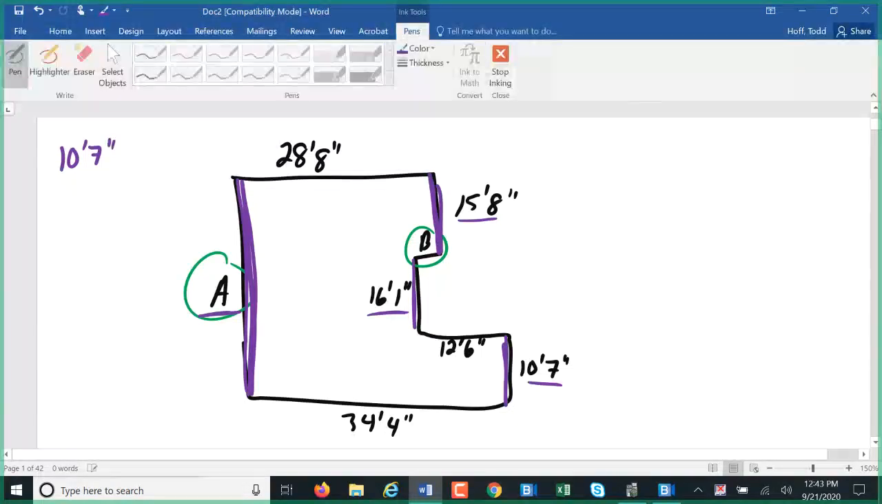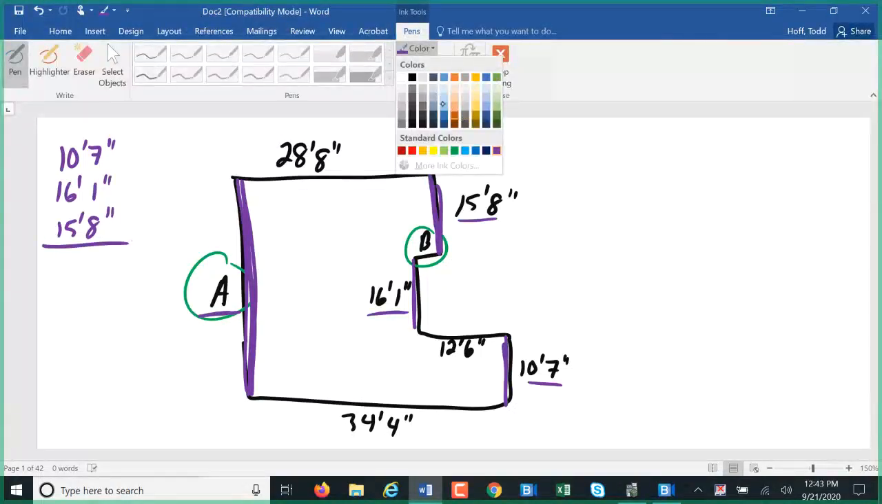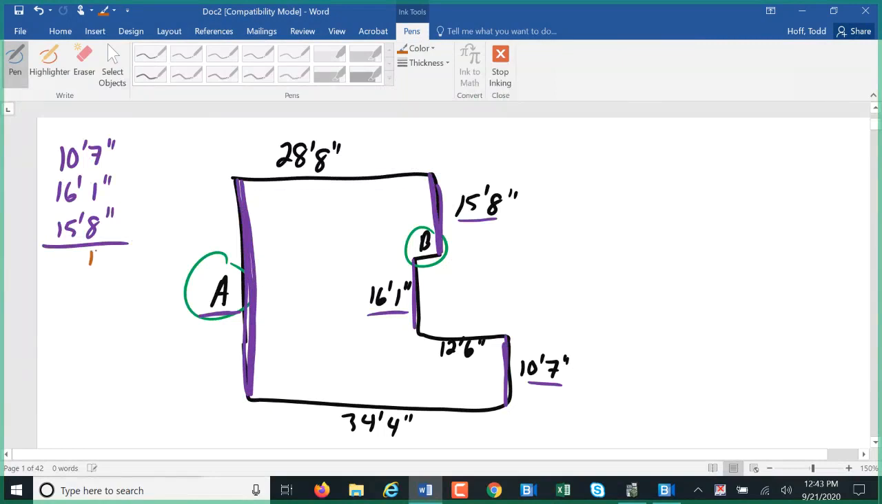10 foot 7, 16 foot 1, and 15 foot 8. And we can add them all at once. So 7 plus 1 is 8, plus 8 is 16 inches, which is 1 foot and 4 inches. So I'll keep the 4 inches and carry the 1 foot. 1 and 0 is 1, plus 6 is 7, plus 5 is 12. Well, here we have to carry, just like we do with whole numbers, that's a 2, carry the 1. 1 and 1 is 2, plus 1 is 3, plus 1 is 4. That's 42 feet, 4 inches for dimension A.